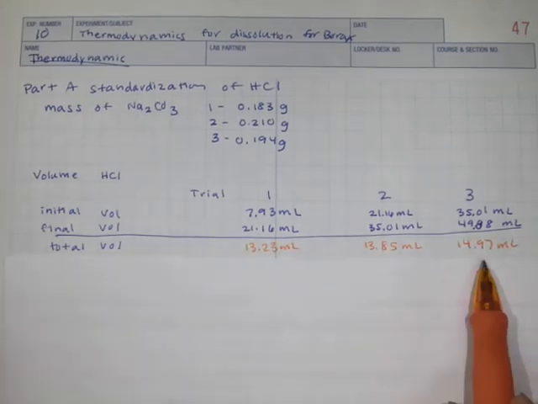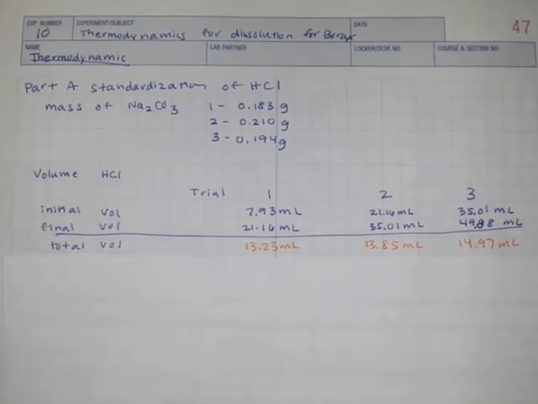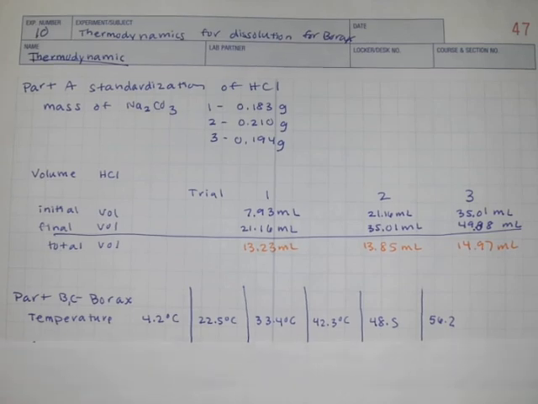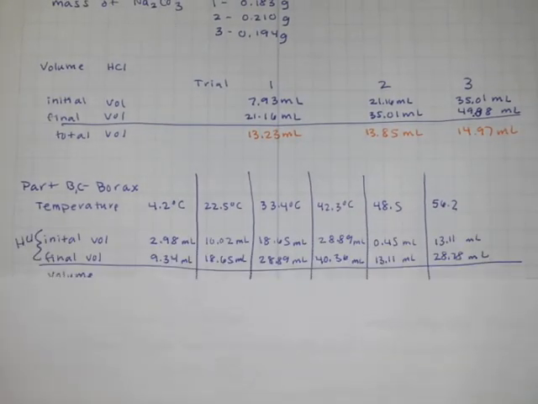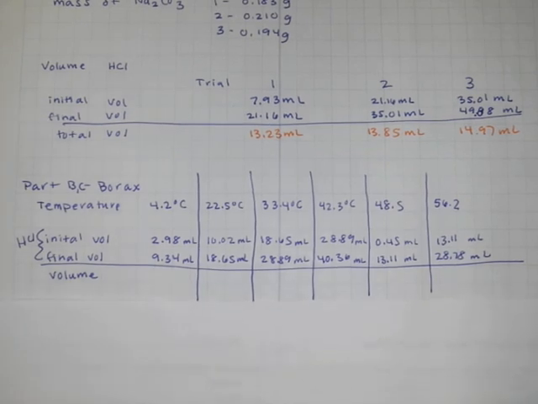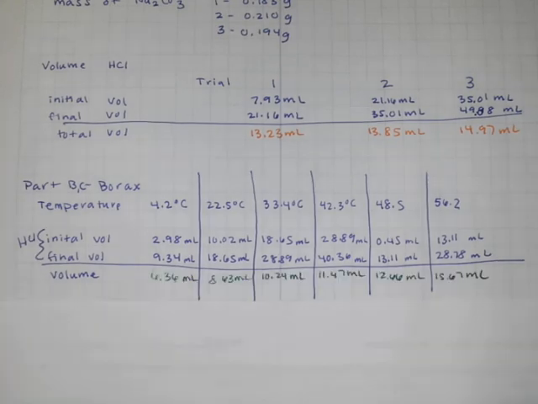As you can see, all of my volumes are within a mil of each other, so they should be fairly precise. For the temperatures, I have the temperatures of the 6 water baths recorded, and then the volumes here. Again, I'm just going to fill those values in, and that was just obtained by subtraction.